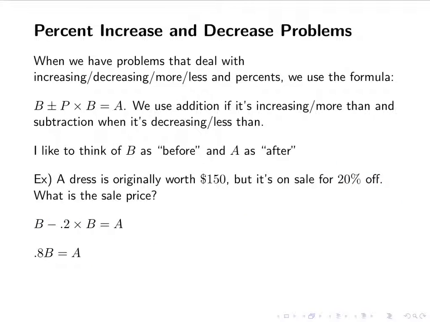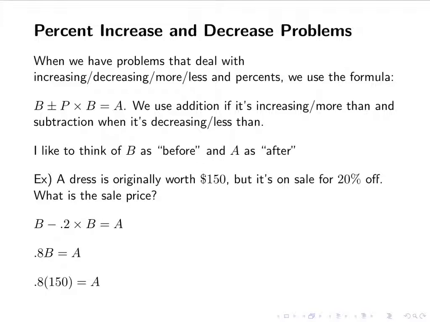So remember, b is really 1 times b. So 1b minus 0.2b is 1 minus 0.2 times b. So 0.8 times b. And now I have to decide which one is the 150. Is the 150 the b or is the 150 the a? So it says the dress is originally worth $150. So original is before. So 150 is B.